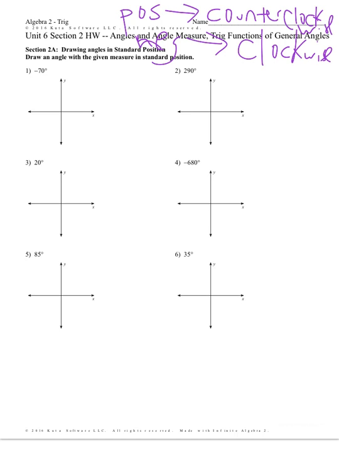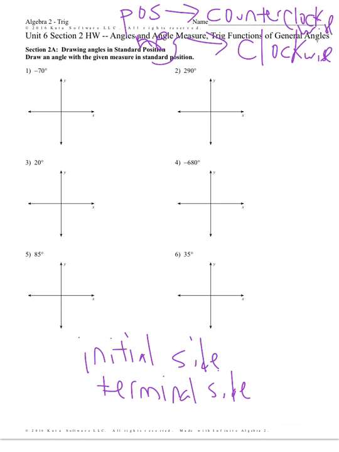But we always start with what's called an initial side and a terminal side. The initial side, we always start on the positive x-axis when we're talking about any angle, whether it's a negative or a positive angle. The terminal side is where it ends up when you're making a revolution, and we're rotating it about the origin.